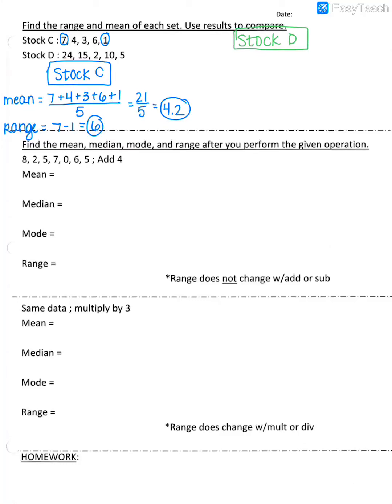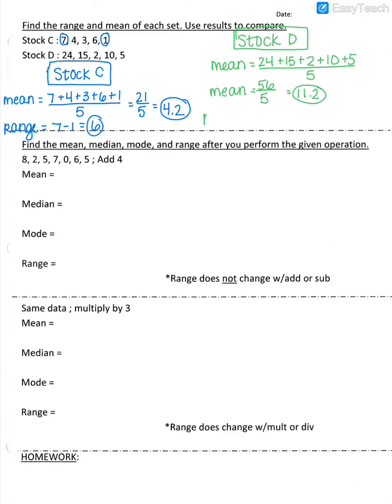Okay, so we have the mean, which is 24 plus 15 plus 2 plus 10 plus 5 divided by 5. Okay, so we get 56 and we divide that by 5. And we end up getting 11.2.